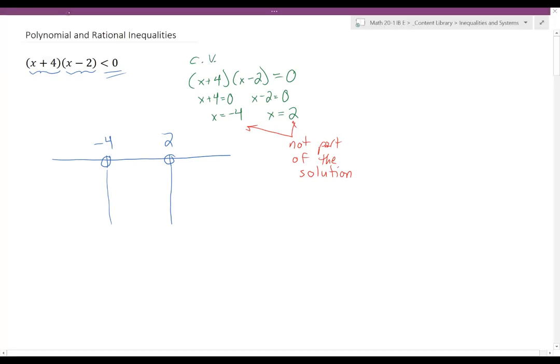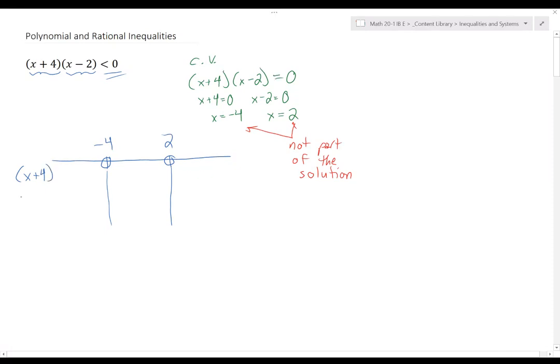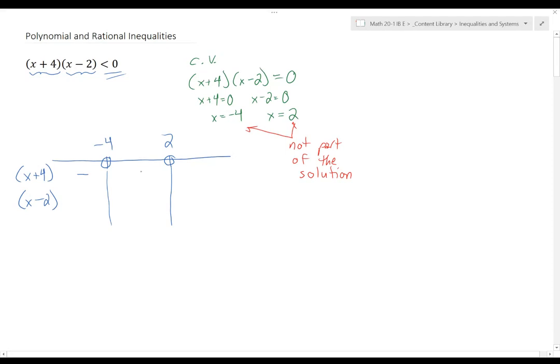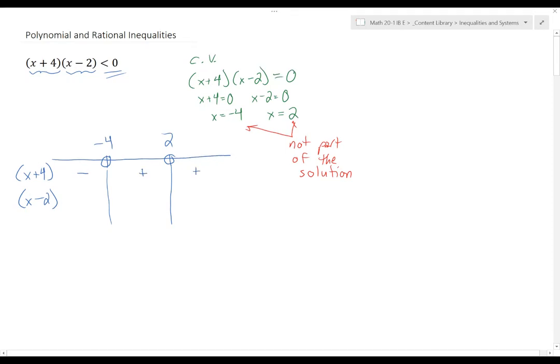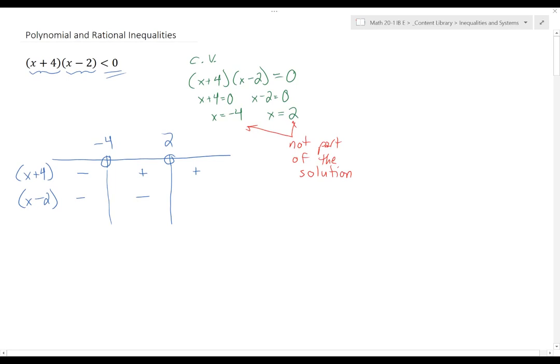So what I'm going to do is I'm going to look at each factor individually. Where is x plus 4 positive or negative? And where is x minus 2 positive or negative? X plus 4 will be negative for any value less than negative 4. At negative 4, it is equal to 0. So on the values of x that are greater than negative 4, x plus 4 is going to be positive. X minus 2 is equal to 0 when x equals 2. So that's its critical value. For any values of x less than 2, x minus 2 will be negative. And for any values of x greater than 2, x minus 2 will be positive.